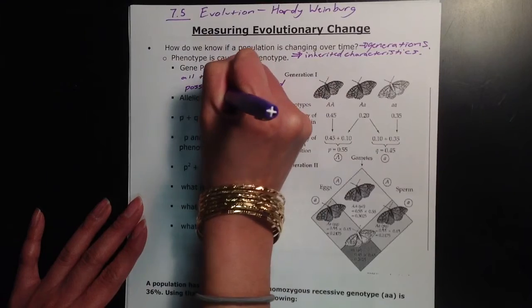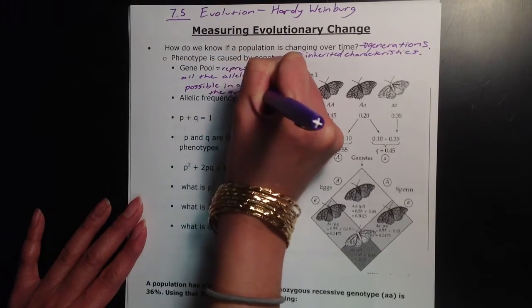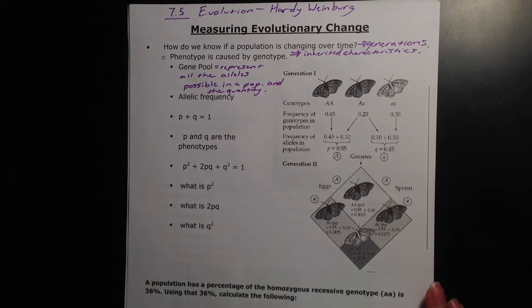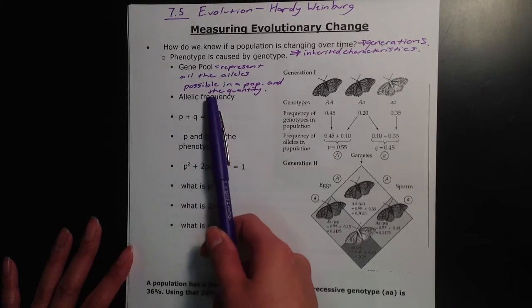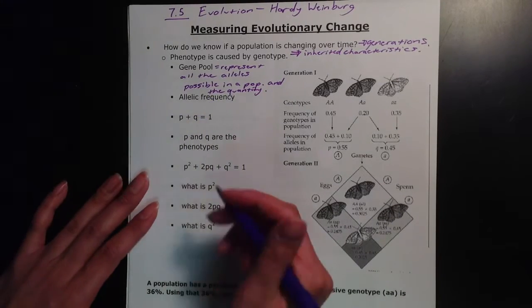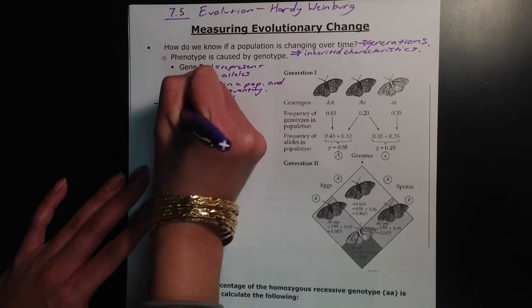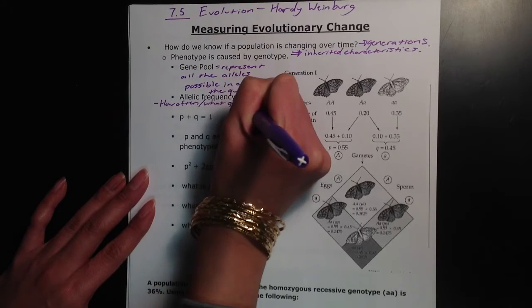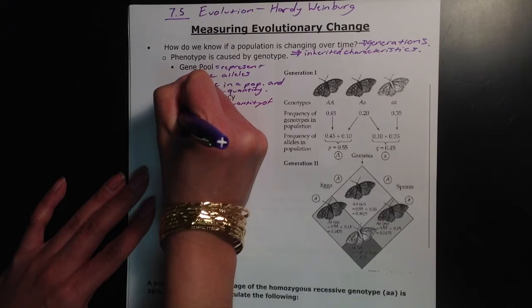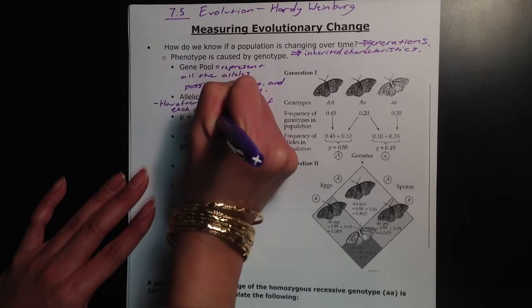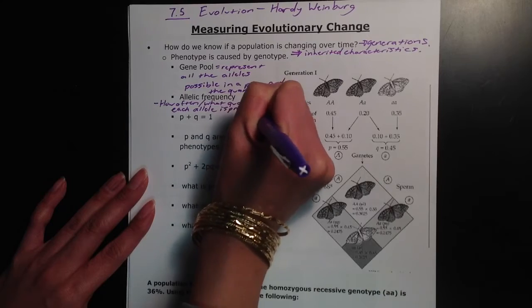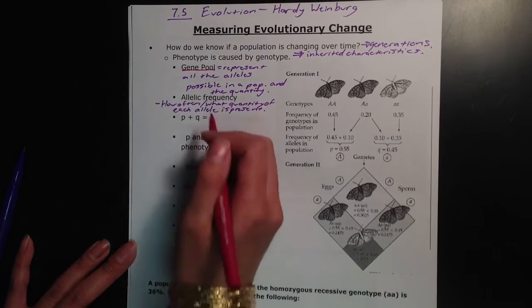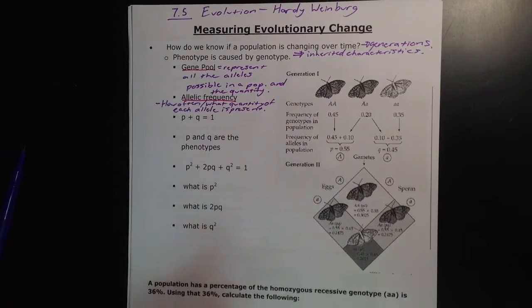and the quantity of those alleles. Then you have this idea of allelic frequency, and this is kind of falling below your gene pool. The allelic frequency is really how often, or what quantity of each allele is present in your population. Okay, so your gene pool is all of those alleles, and your allelic frequency is specifically what amount of each allele you have.